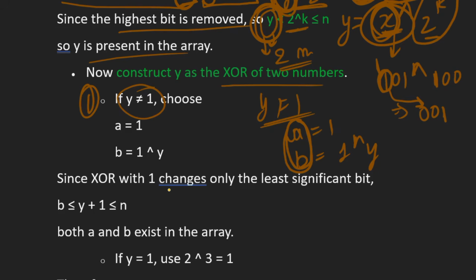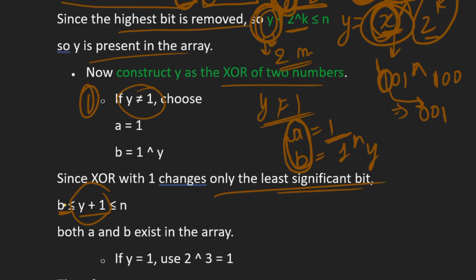Because when we do XOR with 1, it will change only the least significant bit, right? It will only change the least significant bit. So our b value will be from y plus 1, right?